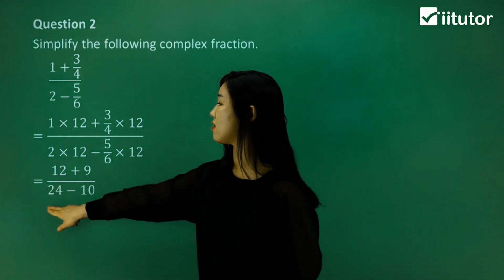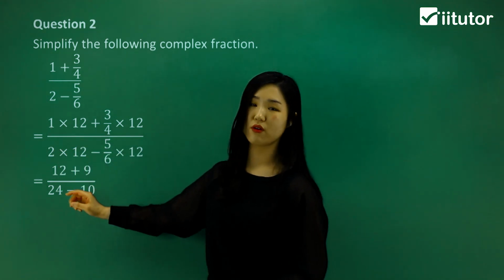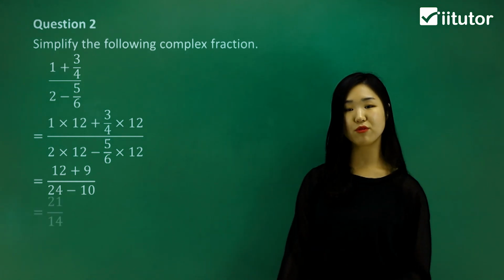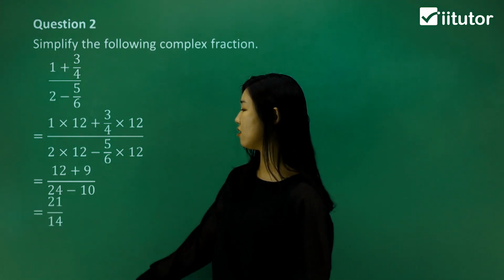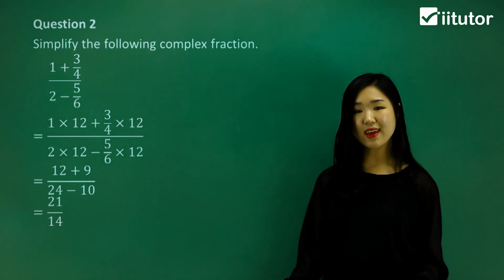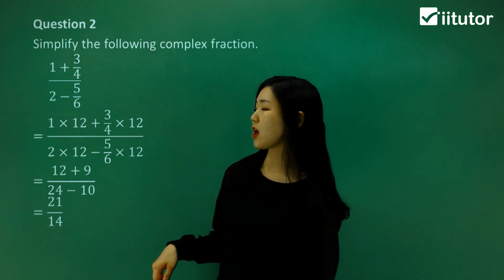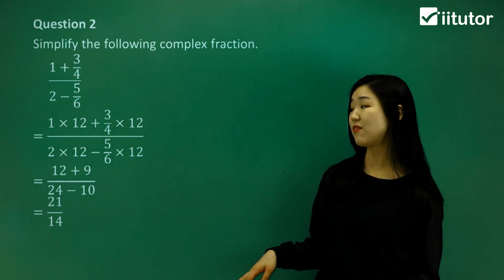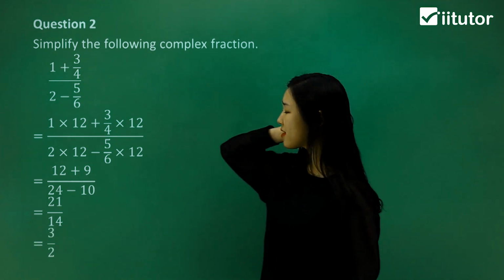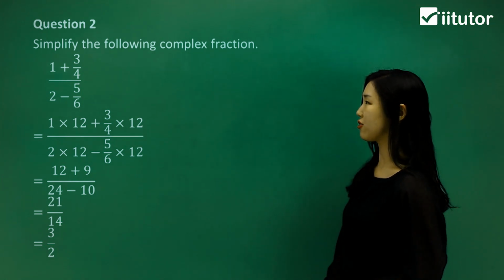And the ones in the front are pretty easy to get. 1 times 12 is just 12. 2 times 12 is 24. I'm hoping you guys can just do those by yourself. And let's simplify it. Just do your addition and subtraction. 12 plus 9 on the numerator and 24 minus 10 on the denominator. And again, we can simplify a little bit further because I can see that the highest common factor of the numerator and denominator is 7 again. So divide top and bottom by 7, you should get 3 over 2. So that's how we simplify this complex fraction. So it looks like an ordinary fraction now.